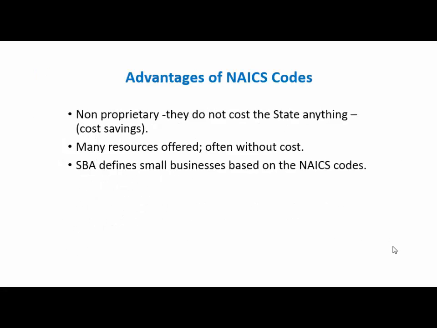Here are the advantages of using NICS. Using NICS does not cost anything. That's a cost savings to the state of about $12,000 a year. The NICS website has a number of resources. We'll show those to you later. Lastly, the SBA, Small Business Association, criteria for small business is defined using NICS codes.